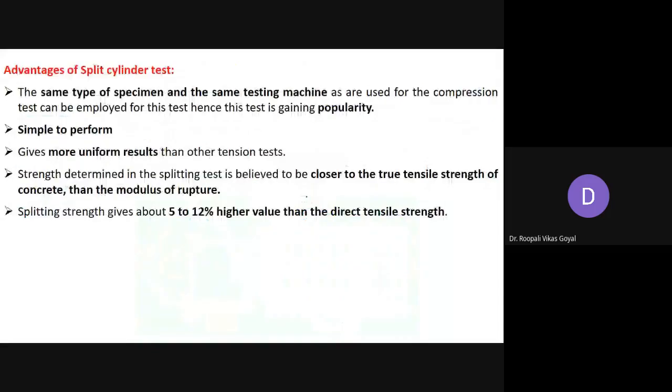There are certain advantages of this split cylinder test. What is the first basic advantage? The same cylindrical specimen that we are using for the compressive strength will be utilized. Also the same testing machine, no separate machine is needed; we can do it with the compression testing machine. For flexural strength you need a separate machine, but here the same specimen and same testing machine that we use for compressive strength can be used. That is why it is now getting popular.